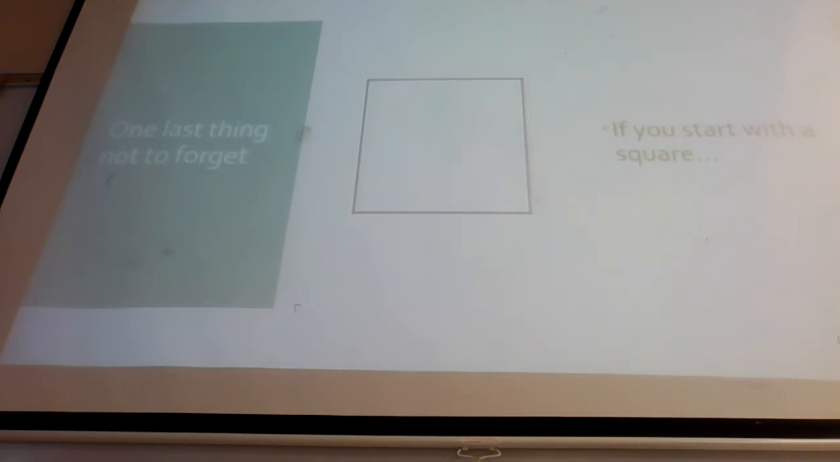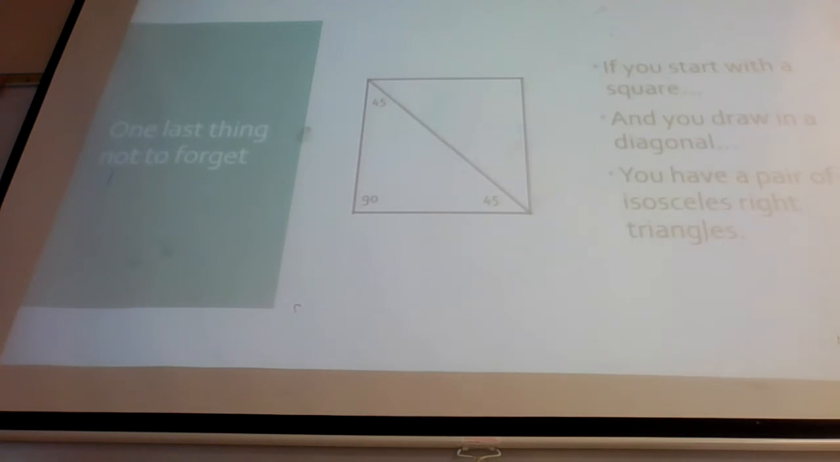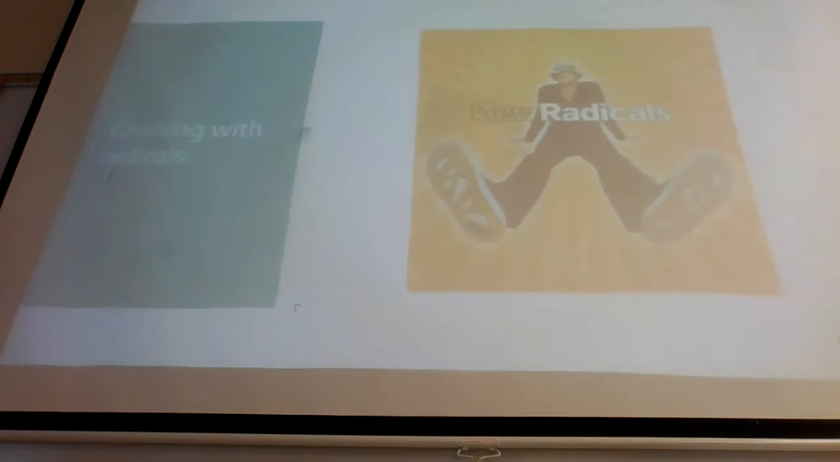Okay? Don't forget, if you start with a square, you draw in a diagonal. Those are the same, the legs, and that is a right angle. You have yourself an isosceles. You have two actually isosceles right triangles.